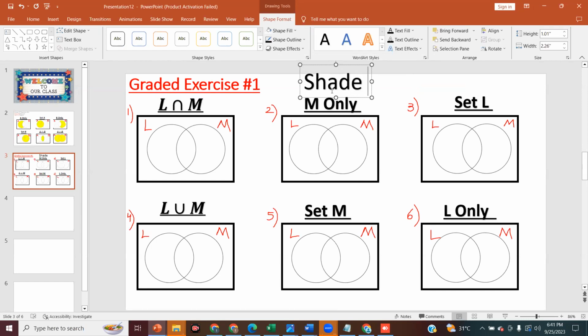Shade each diagram... based on... or let's say each diagram correctly. Something like that. All right, so find space to write that for me.